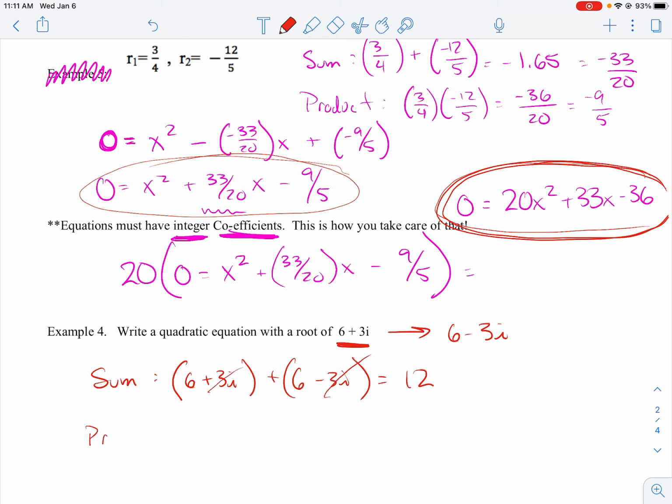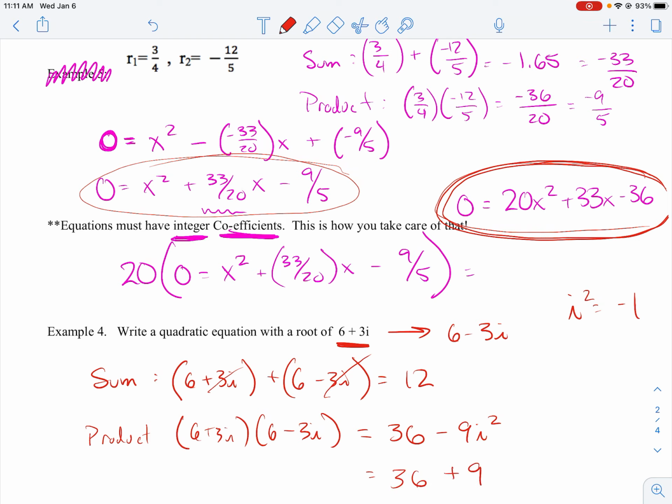And then our product is going to be 6 plus 3i times 6 minus 3i. Again, difference of two squares problem. So I'm just going to go 36. I know those middle terms cancel, and then 3i squared is just going to be a negative 9i squared. Which again, i squared, if you recall, is equal to a negative 1. So we get 36 plus 9, which is equal to 45.